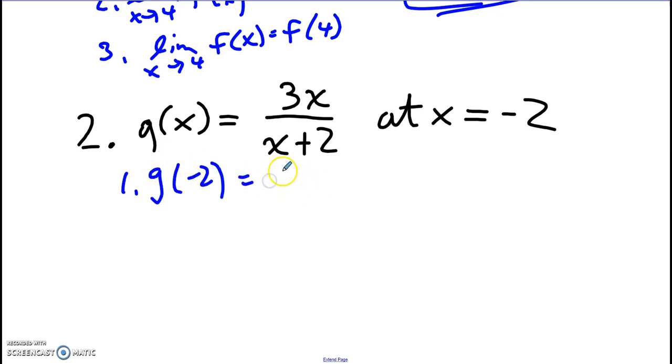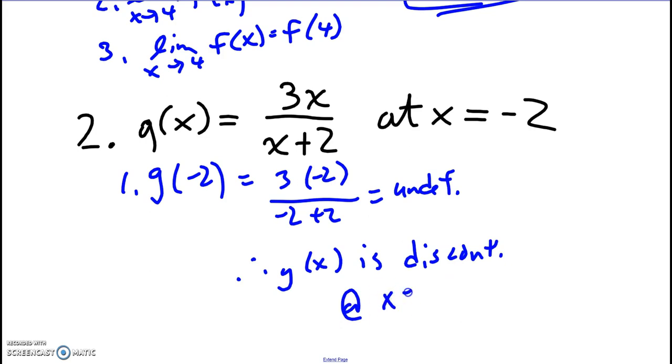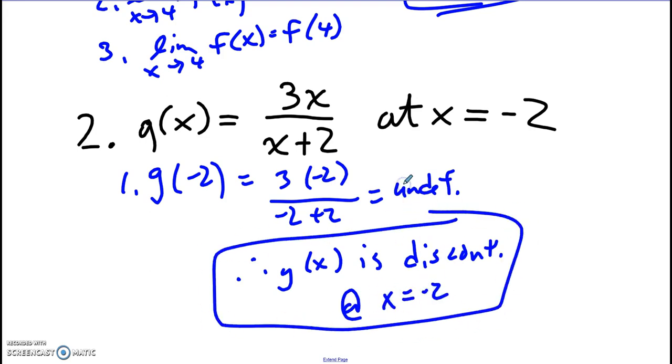If we substitute that in, we get 3 times -2 over -2 plus 2. And you can see in the denominator here, that's going to be undefined. Therefore, it is not continuous. Therefore, g of x is discontinuous at x equals -2 because it does not have a function value at -2.